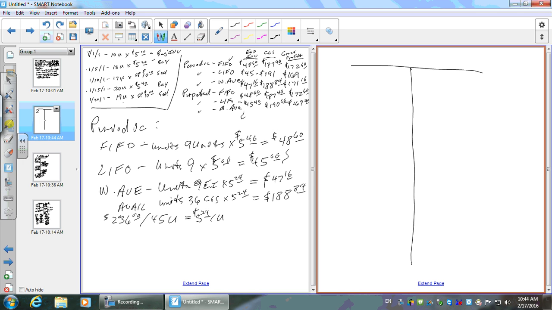Here we go. This is perpetual moving average inventory. It's going to work exactly the same way. We're going to keep them in order, but we're going to calculate an average every time we buy something because the average changes. And then when you sell them, they're always at average. Cost of goods sold is always average. That's it, guys. So what's the beginning inventory?